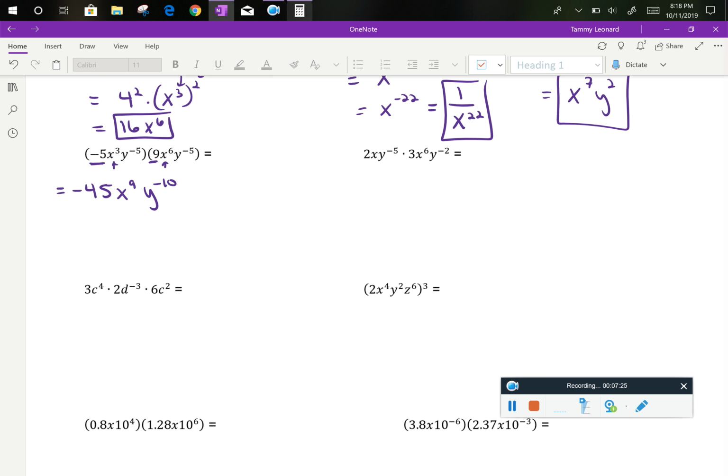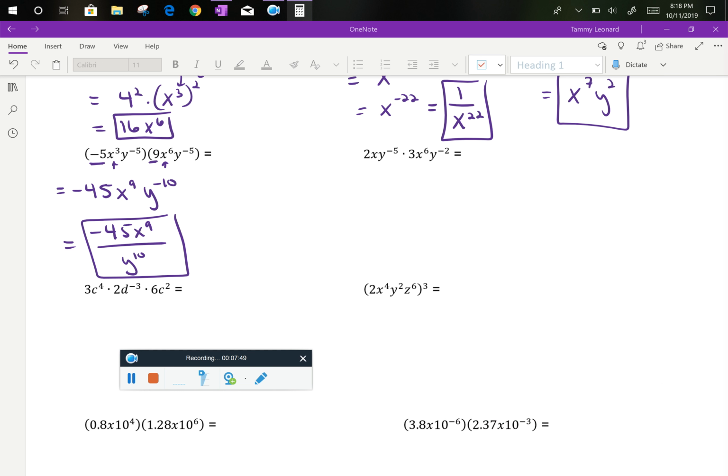When we look at this, the negative coefficient is fine. There's nothing weird about that. We've had lots of negative coefficients throughout this year. But the negative exponent is not fine. It means we need to take the reciprocal. So the negative 45 x to the 9th will remain in the numerator, and the y to the 10th goes to the denominator so that we've taken the reciprocal of the y.